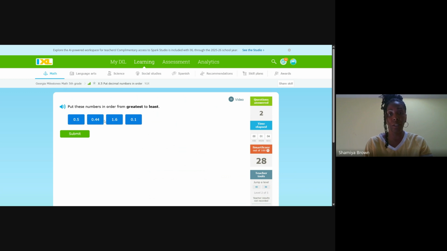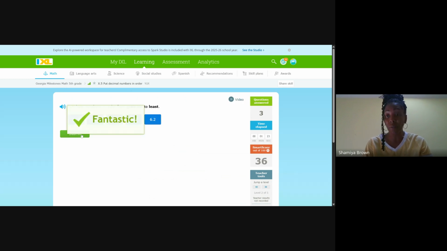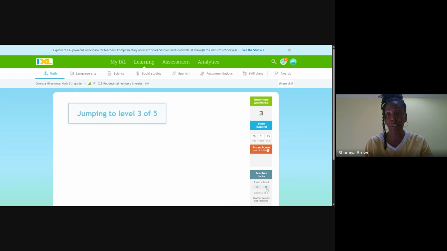Greatest would be this one because it has a whole number. The rest of them don't have a whole number, so I know this one is bigger. And then it's going to be this one because it has a 5 in the 10th place. Then this one has a 4 in the 10th place. This one has a 1 in the 10th place. So this is it. Let's go harder.